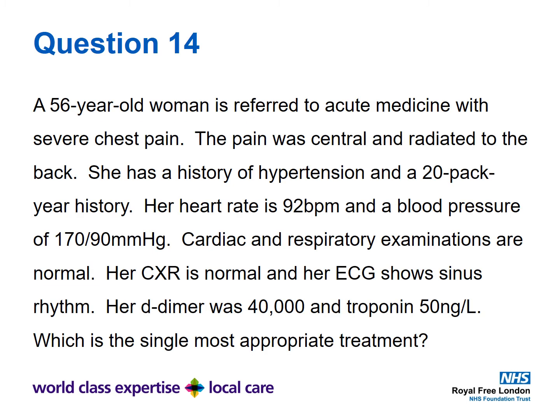Question 14. A 56-year-old woman is referred to acute medicine with severe chest pain. The pain was central and radiated to the back. She has a history of hypertension and a 20-pack year history. Her heart rate is 92 beats per minute and blood pressure 170 over 90 millimetres of mercury. Cardiac and respiratory examinations are normal. Her chest x-ray is normal and her ECG shows sinus rhythm. Her D-dimer was 40,000 and troponin 50 nanograms per litre. Which is the single most appropriate treatment?